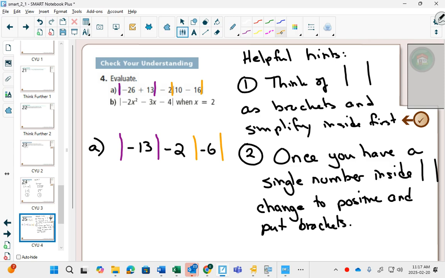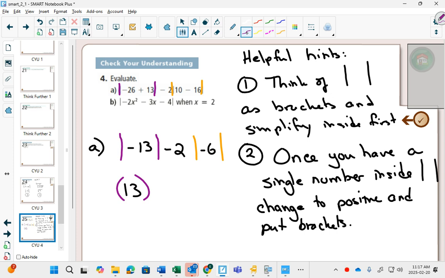And depending how you spaced it, and I think I've done a very terrible job of spacing here, it just looks like 3 numbers with a bunch of straight lines. It's kind of confusing. So this is where, once you have a single number inside your absolute values, change it to positive. So absolute value of -13 is positive 13, but I'm going to keep it and change my absolute values to brackets. Whether it's needed or not, this is going to be helpful for us.